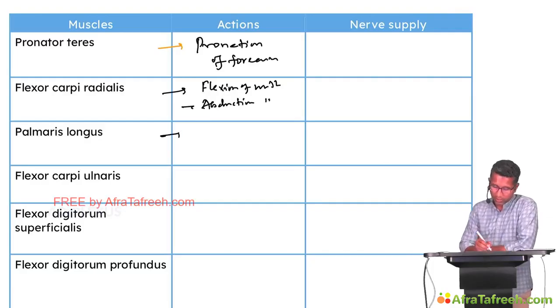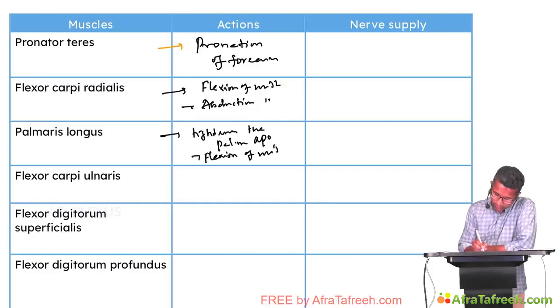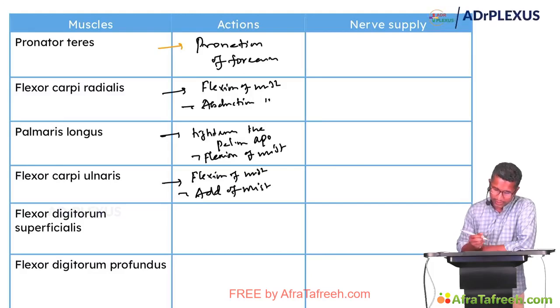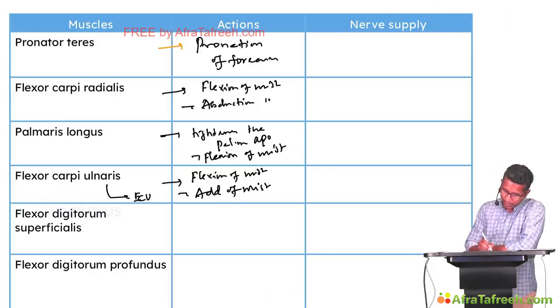Palmaris longus tightens the palmar aponeurosis, and it also causes flexion of the wrist. Flexor carpi ulnaris, yes, it causes flexion of the wrist. Along with that, it can also cause adduction of the wrist when it acts along with extensor carpi ulnaris. When it acts along with extensor carpi ulnaris, it causes adduction of the wrist.